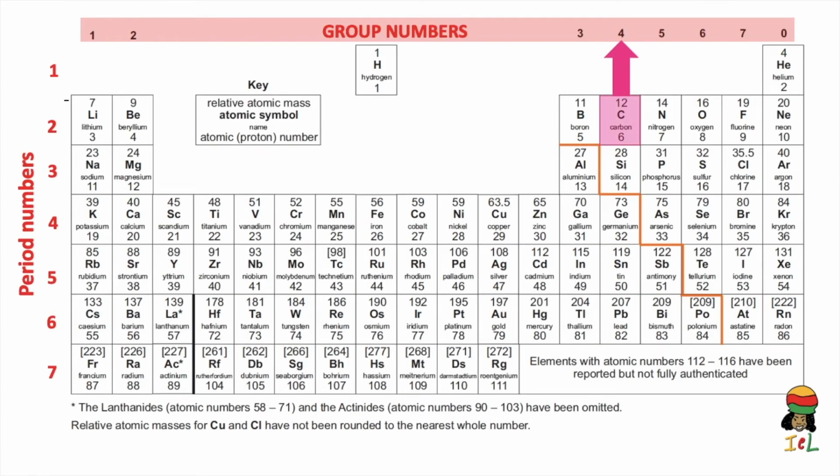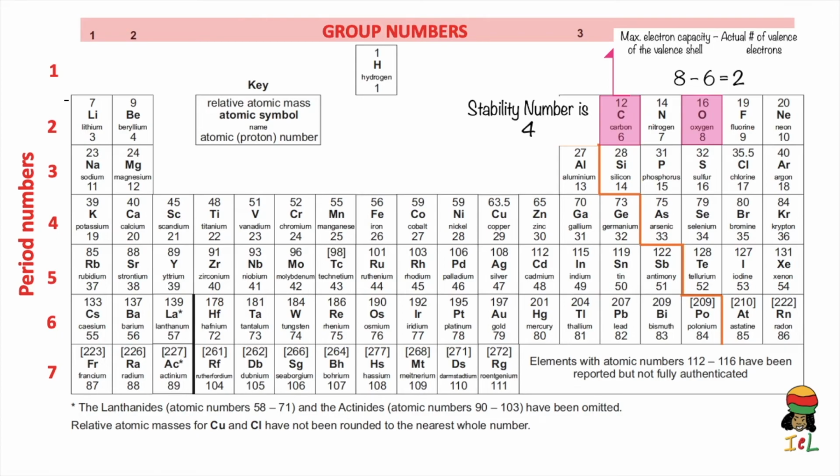Carbon's symbol C is in group 4, so carbon has 4 electrons on the last shell. When subtracted from the maximum capacity of 8 electrons for that last or second shell, the result is 4. Hence, carbon needs 4 electrons to become stable. As a result, the stability number for carbon is 4. Oxygen, symbol O, is located in group 6, so oxygen has 6 electrons on the last shell. When subtracted from the maximum capacity of 8 electrons on that last shell, the result is 2. Hence, oxygen needs 2 electrons to become stable. As a result, the stability number for oxygen is 2.